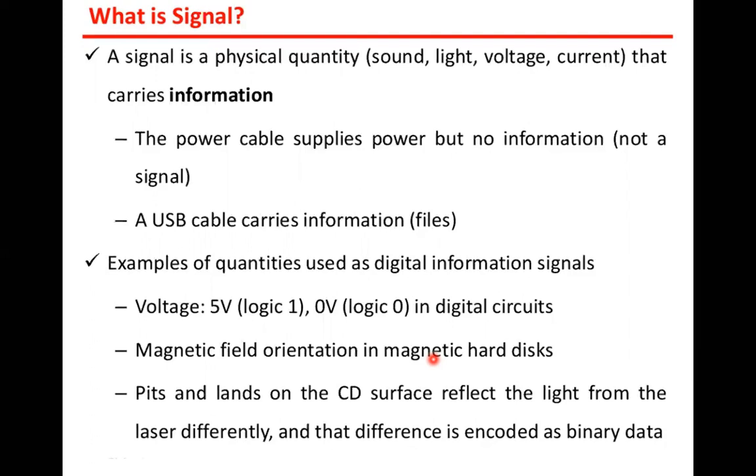Examples of quantities used as digital information signals. For voltage, 5 volt is logic 1 and 0 voltage is logic 0 in digital circuits. Magnetic field orientation in a magnetic hard disk. Pits and lands on the CD surface reflect the light from the laser differently, and that difference is encoded as binary data.